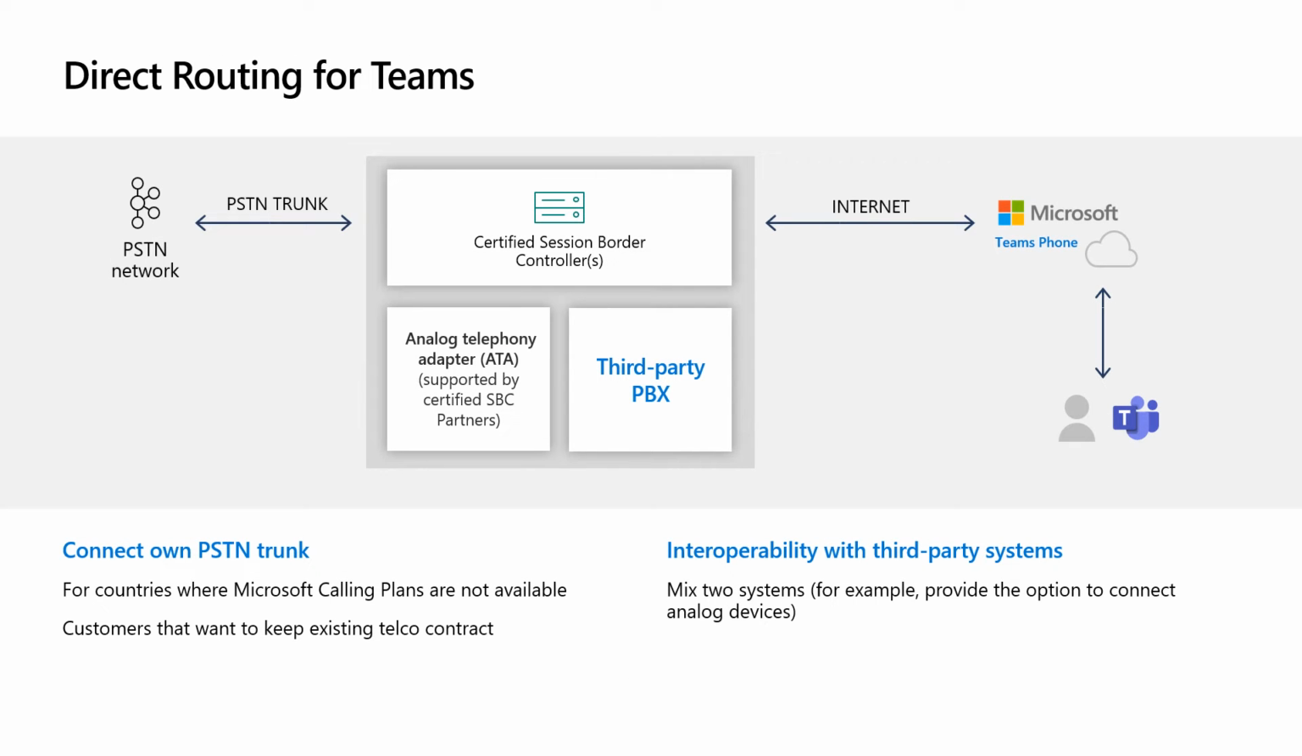With direct routing, you can connect your own PSTN service via certified session border controllers, also known as SBCs, into Microsoft Teams. These SBCs can be self-hosted or provided as a managed service and allow the continuation of existing telco contracts. Additionally, they can provide the ability to connect Teams with third-party systems and analog devices.